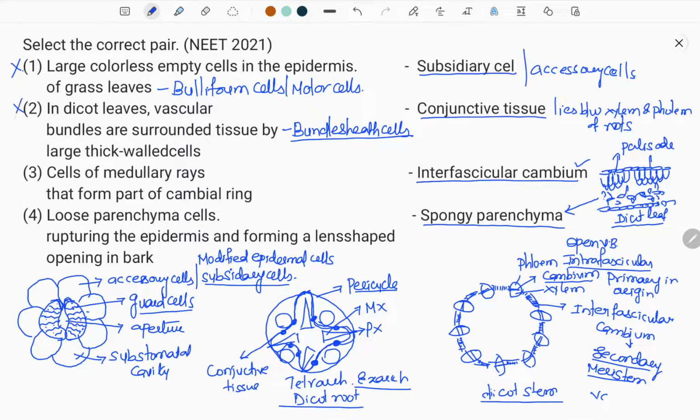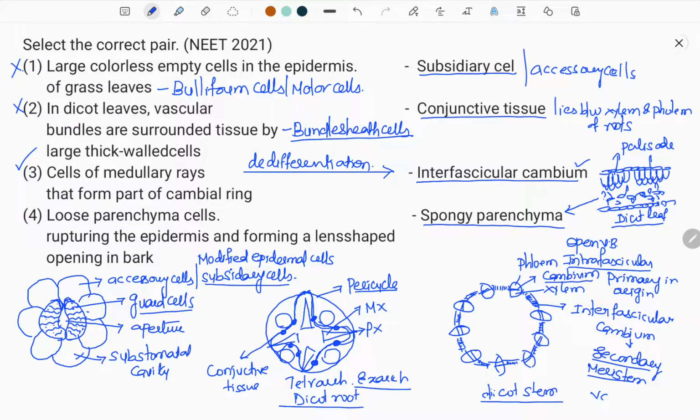Next, so this is also wrong. The second is also wrong. It's not conjunctive tissue. Cells of medullary rays that form part of the cambial ring, that is interfascicular cambium. This is exactly right. The third option is right because, as I have explained, interfascicular cambium is formed from medullary rays by a process called dedifferentiation. I am writing it here: dedifferentiation. So by dedifferentiation, the parenchymatous medullary rays will convert into interfascicular cambium.